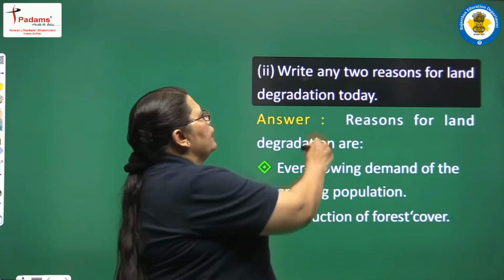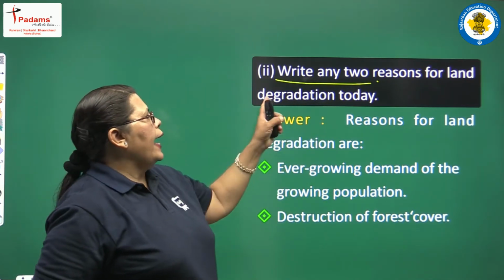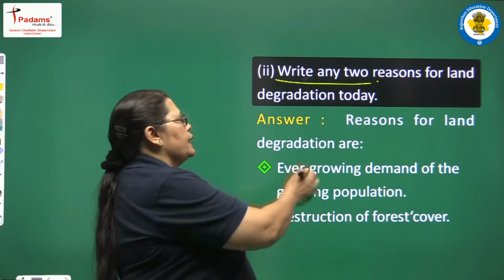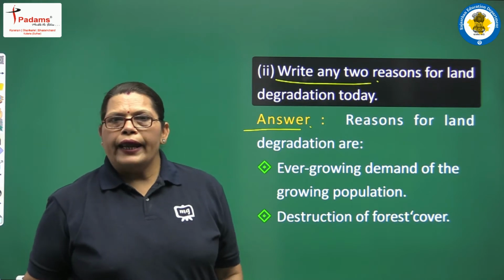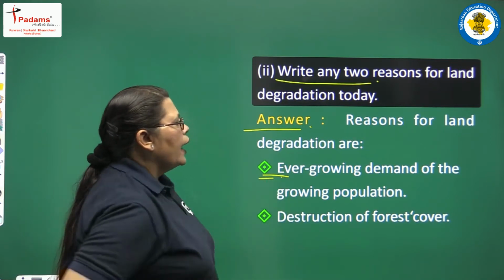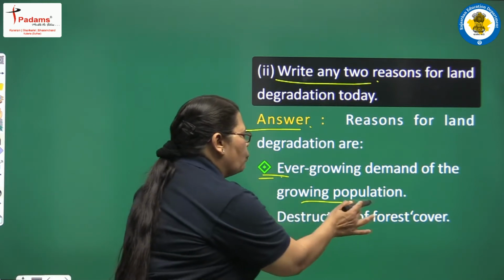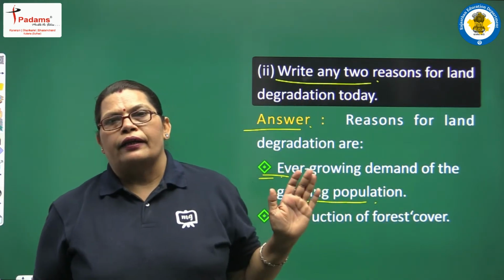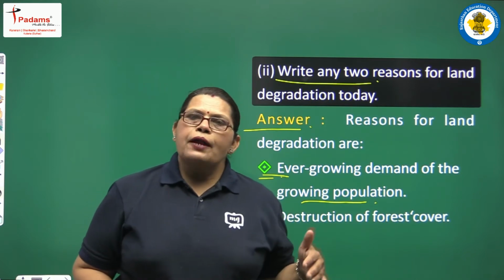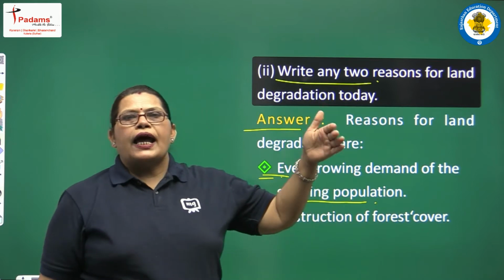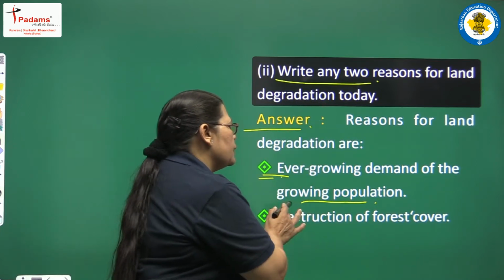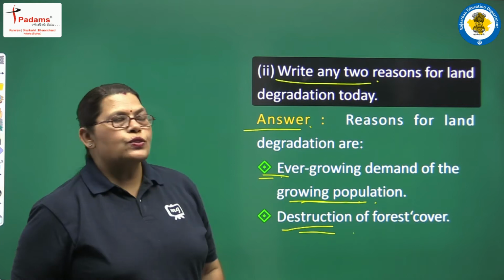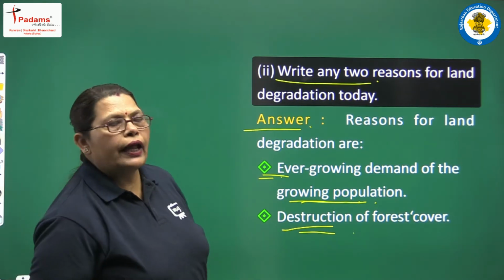Our next question here, write any two reasons for land degradation today. Yes, today the condition of land becomes very critical. See the answer here. Reasons for land degradation are, first one is the ever growing demands of the growing population. What is the situation at present? Many large buildings are there, not only in the urban areas but at present in the rural areas also. Large buildings are there, and all these things are needed only for the growing population. So, destruction of the forest cover is also a main reason for the degradation of land.